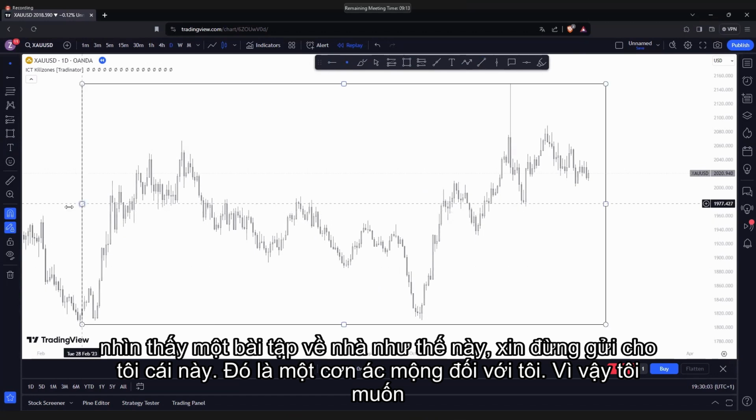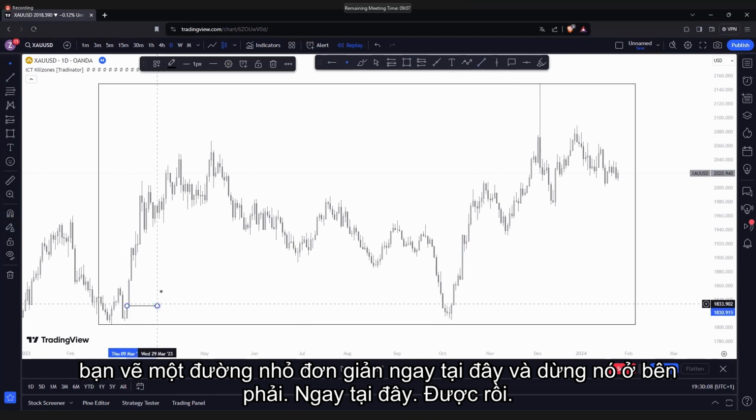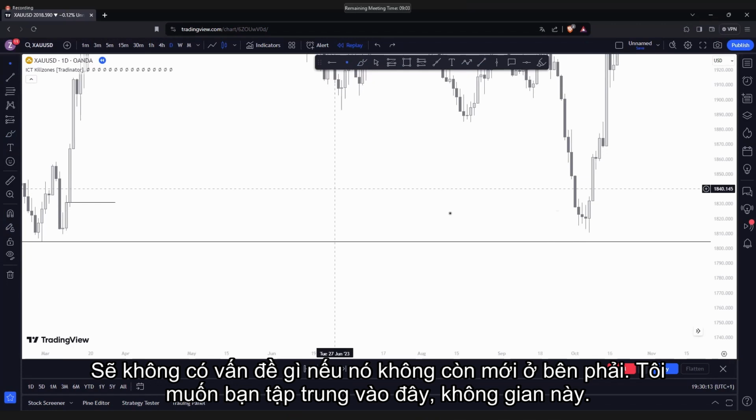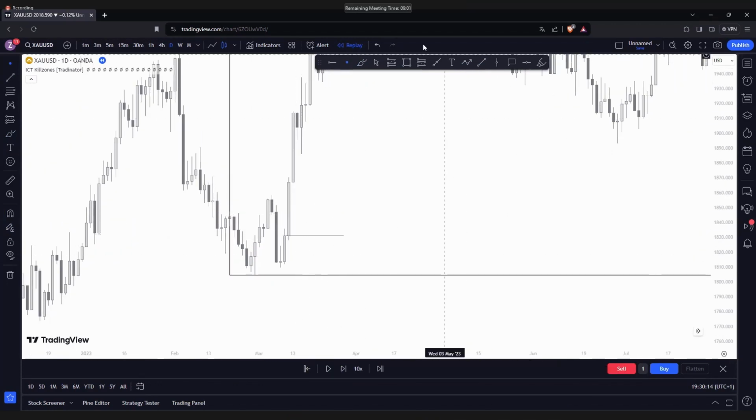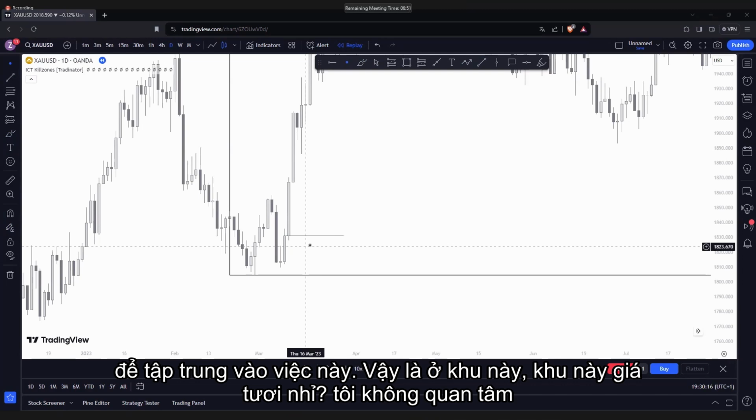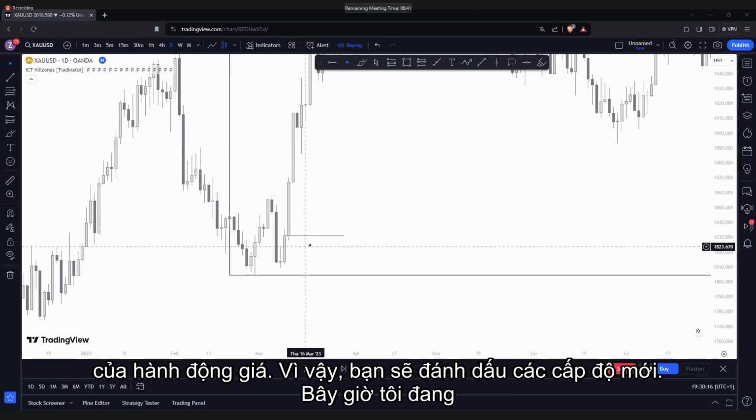So I want you to draw a simple small line right here and then stop it to the right, just right here. It doesn't matter if it is unfresh on the very right. I want you to focus on this space. Just do something like this. In this area, price is fresh, right? I don't care if it is unfresh right there. I'm going to repeat that: I don't care about the very right of the price action. So you're going to be marking the levels that are fresh.